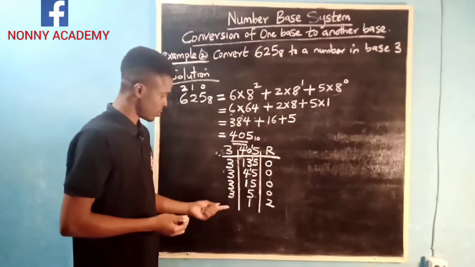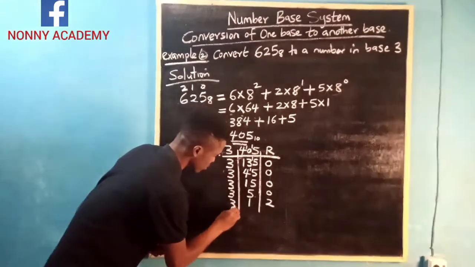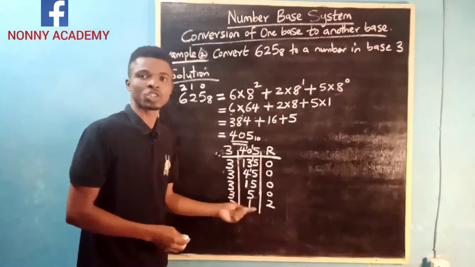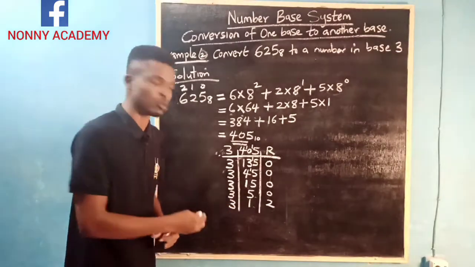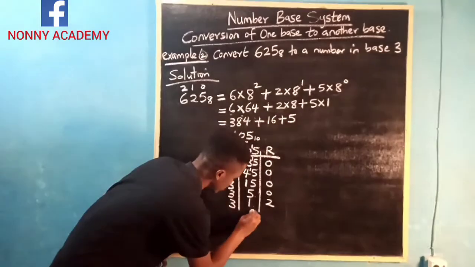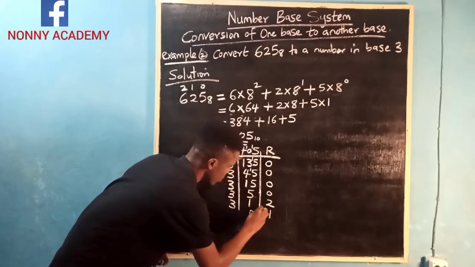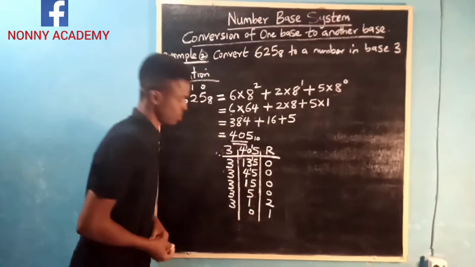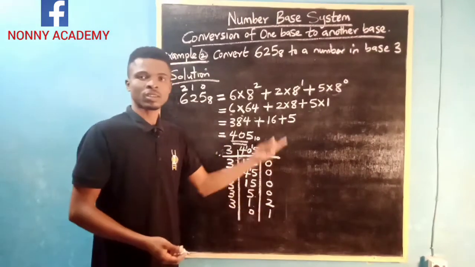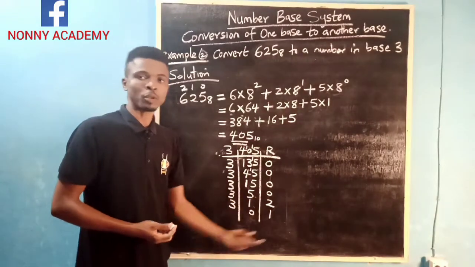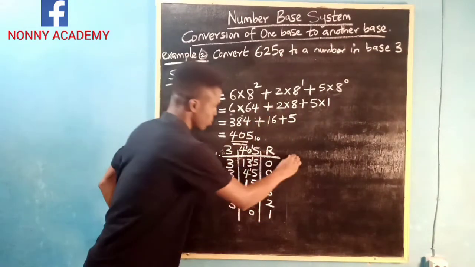Then lastly, I'll divide by 3 again. 3 in 1 is not possible. Then I put 0, then I bring down 1 here. Now these are my answers from the bottom to the top.